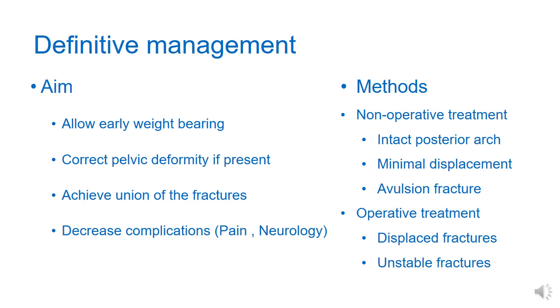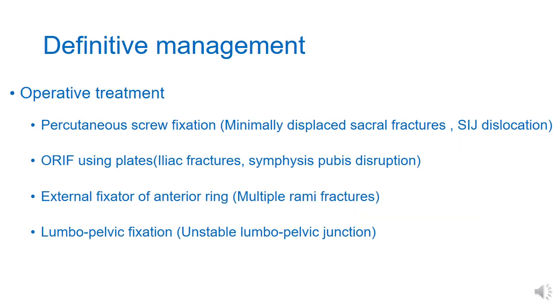We have 2 main methods, non-operative treatment and operative treatment. Non-operative treatment is indicated in stable pelvic fractures with intact posterior arch, minimally displaced fractures, and in avulsion fractures, while operative treatment is indicated in displaced and unstable fractures. Operative treatment could be percutaneous screw fixation, if we don't need much reduction of the fracture or the dislocation. The classic example is minimally displaced sacral fractures or sacroiliac joint dislocation.